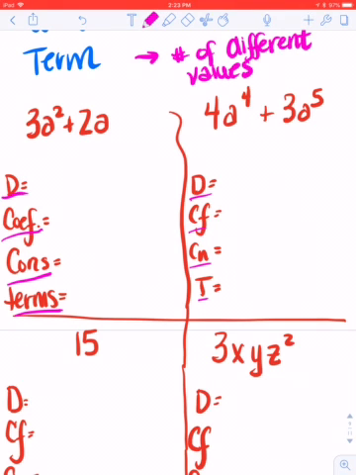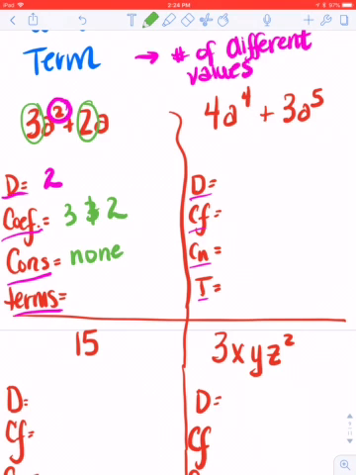So if I look at this one, the highest degree I see anywhere, the highest exponent, is 2. So this one's going to be 2. The coefficients are going to be the numbers in front, which are 3 and 2. There's no constant term because there's no number that just stands by itself. And the number of terms would be, there's an a squared and an a term, so there are 2.